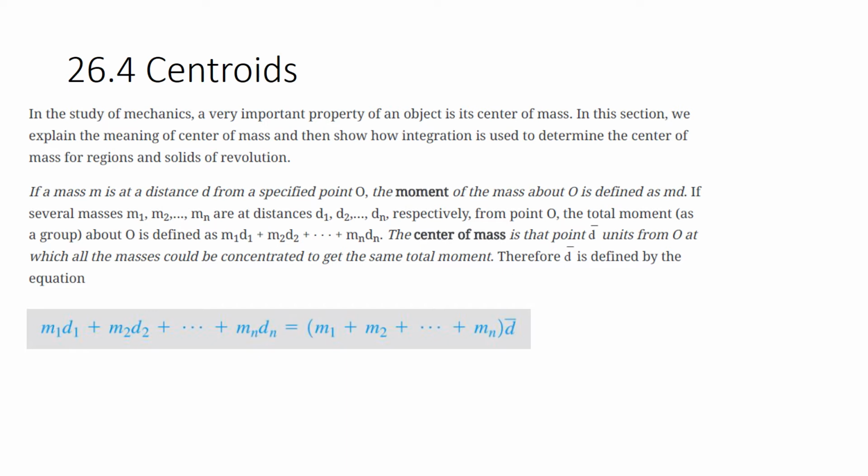So if I have some point O, some origin, then the moment is the mass multiplied by the distance from that origin. So that means that if I had some object that had a whole bunch of different masses on it, I could find the center of mass by adding up all of those different moments, if you will. We'll use the moment later on when we talk about things that spin.